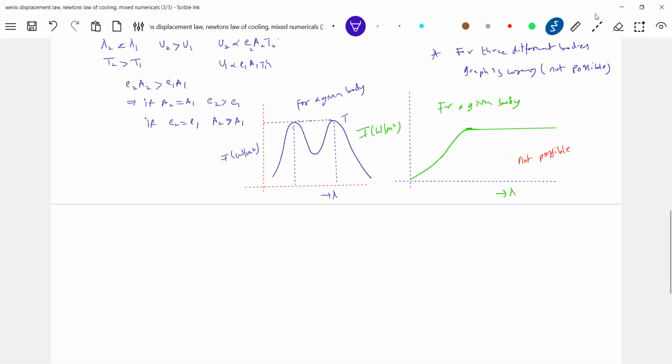This will be very dangerous for students. So this I just put wrong. That's all. The intensity should be maximum only for one specific wavelength. That's what Wien's displacement law says, lambda T should be equal to a constant. Wien's displacement law should not get violated. That's the basic core idea.